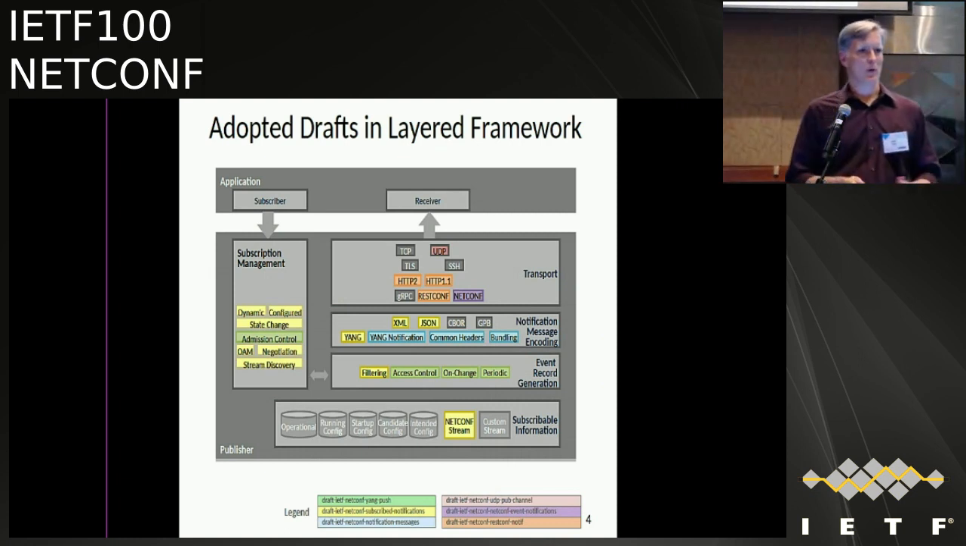Now, you've seen this slide before in earlier versions. This just adds the new adopted drafts and the functions that are supported. So this just color codes what's in subscribe notifications, what's in YANG Push, and what's in the different transport drafts. I'm not going to go in depth here because we'll be talking about the deltas in the different slides.